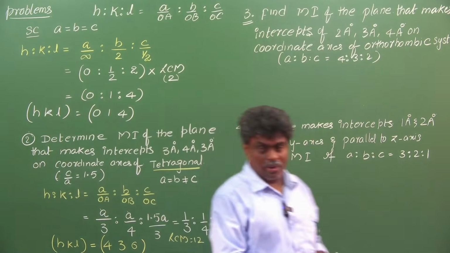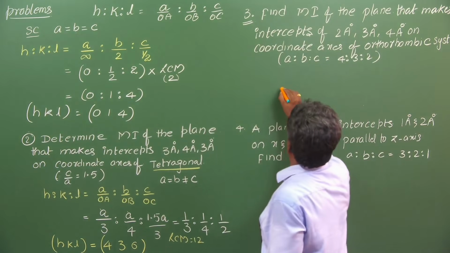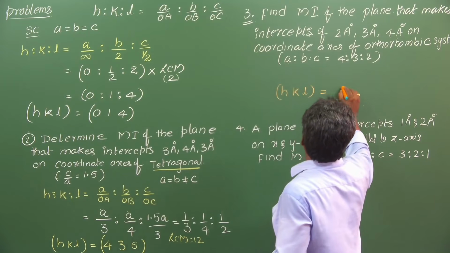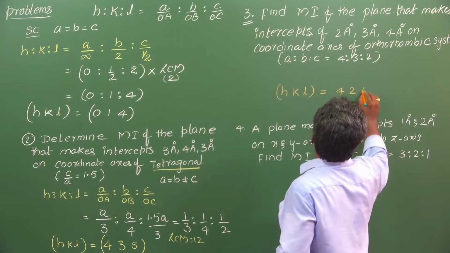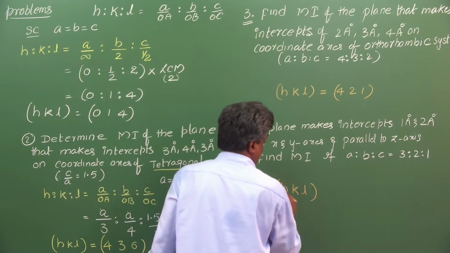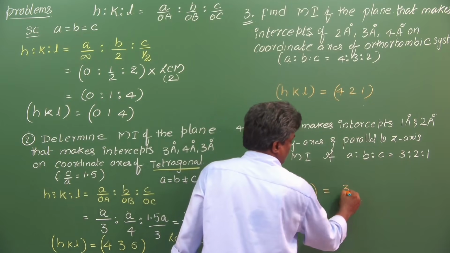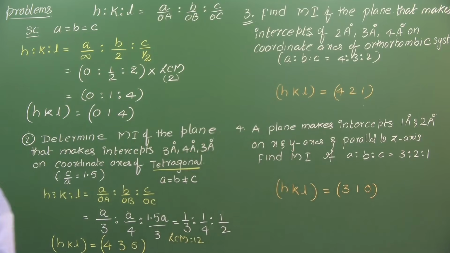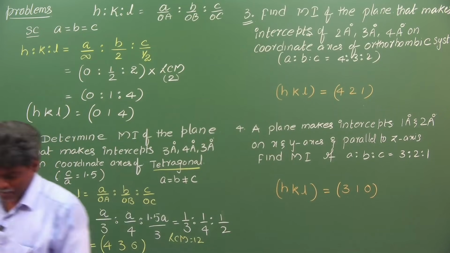Yes. Over. Tell me what is the answer for the third question. HKL, what is the answer? 4. Everybody got this? Next. HKL, the fourth question answer. 3? 310. Next problem.